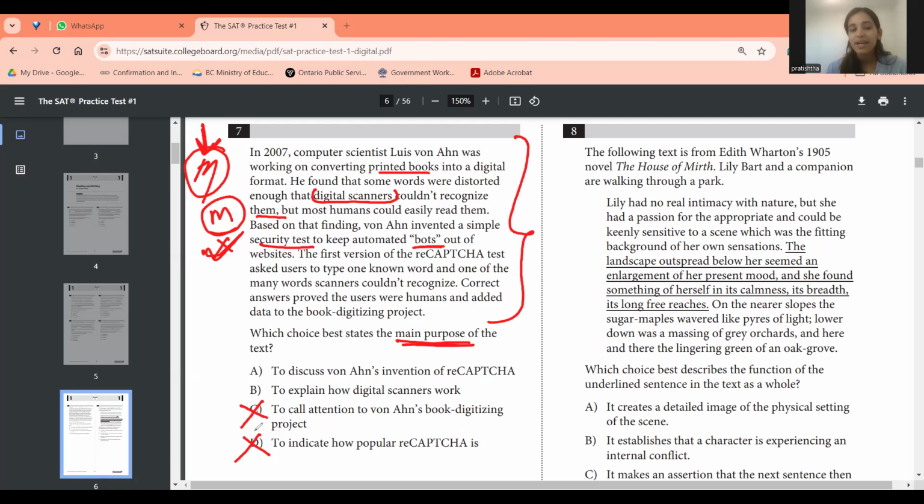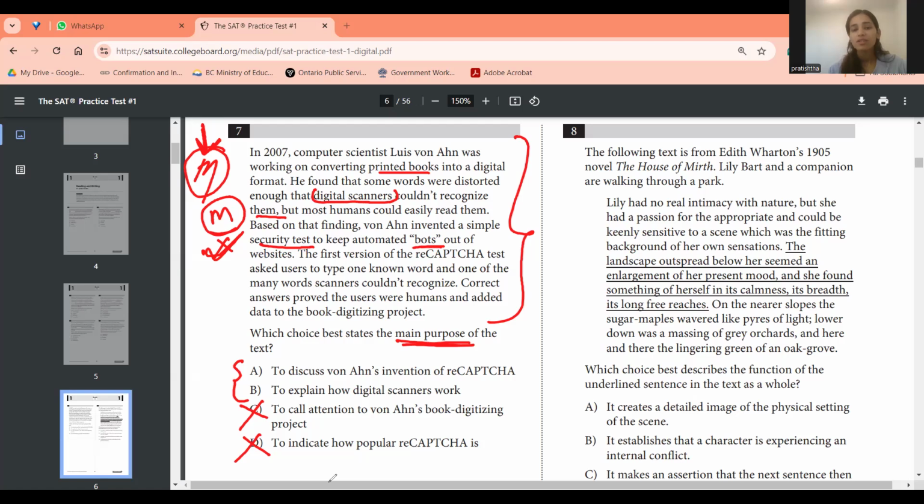It's not really calling attention either, because when you're calling attention, you ask the reader to do something, take an action now, do this today. It's like motivating the readers to take some sort of action. So it's not calling attention either. So to discuss, now these are really close answers, right?